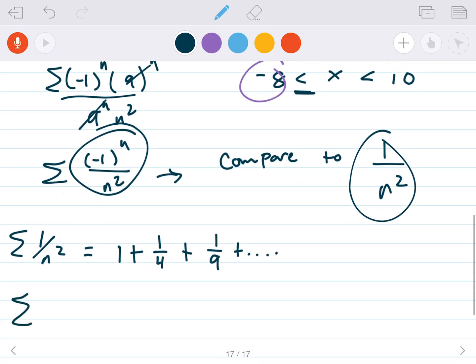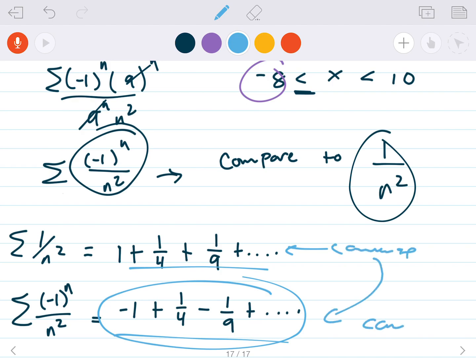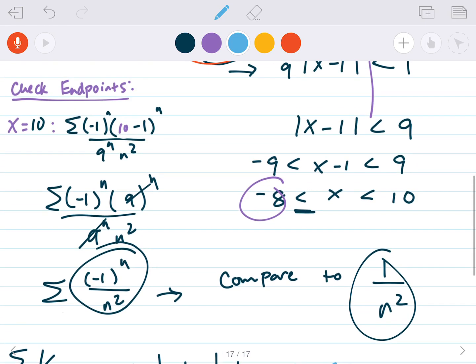Where this guy, which we just found, the alternating series of the same type, is going to be negative 1 plus 1/4 minus 1/9 plus and so on. So these things are nearly identical, except this one is actually taking away more from the sum because of those negatives. So if this thing converges, then this thing also has to converge. So it also converges for x equals 10.